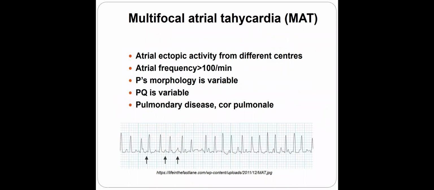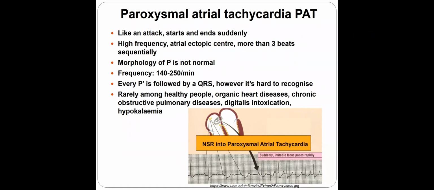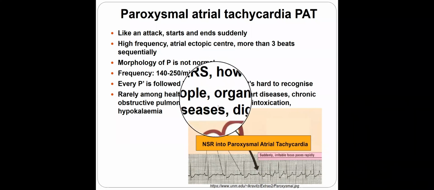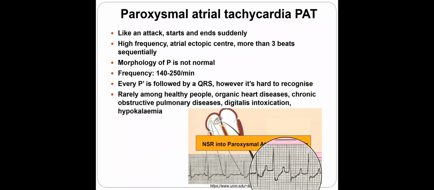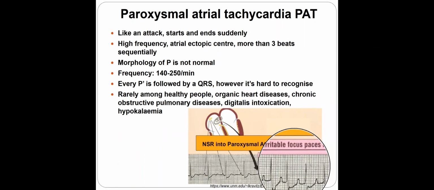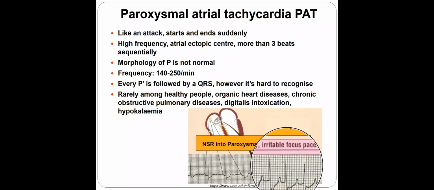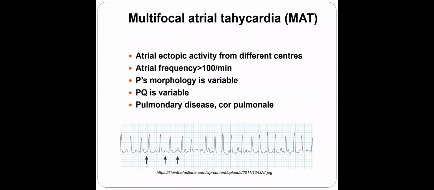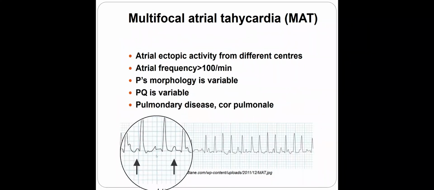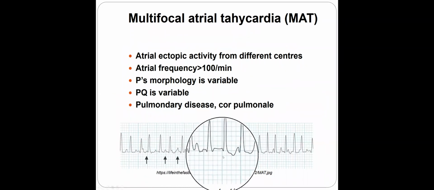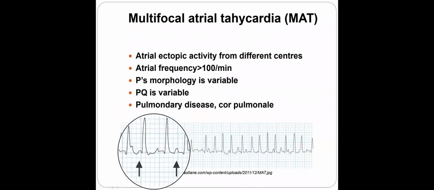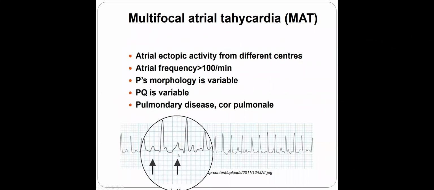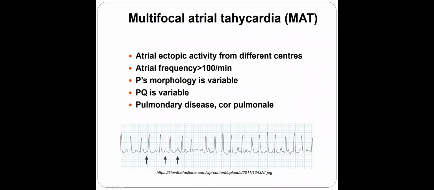Now that can come from one focus, and that's a monofocal paroxysmal tachycardia. That's rhythmic but faster. Or it can be coming from different parts of the atrium. As you see here, we have different morphologies of the extra P waves. That's arrhythmic, not rhythmic at all, with different P waves. And that's the multifocal atrial tachycardia, or MAT, PAT and MAT.